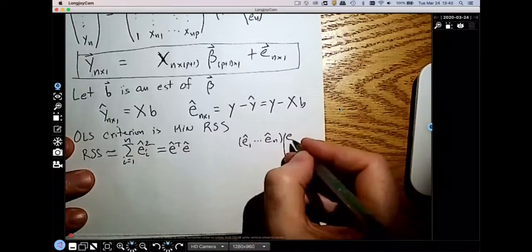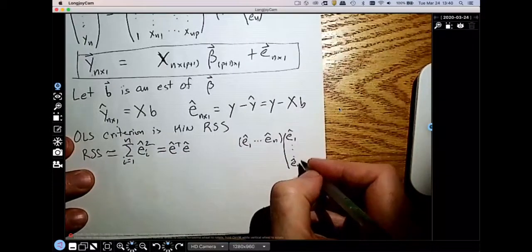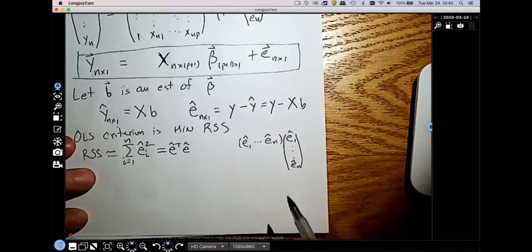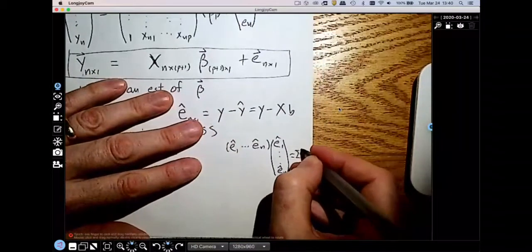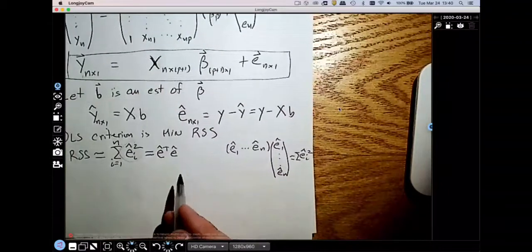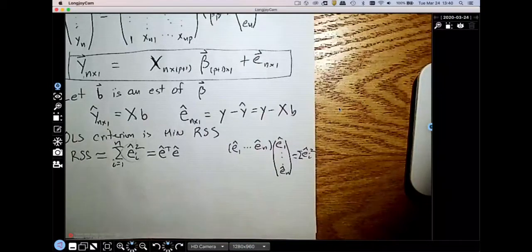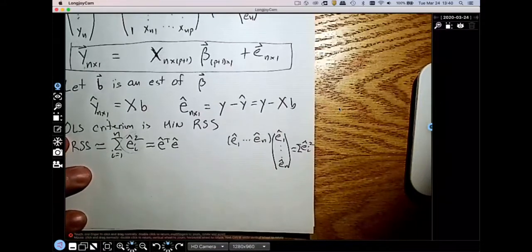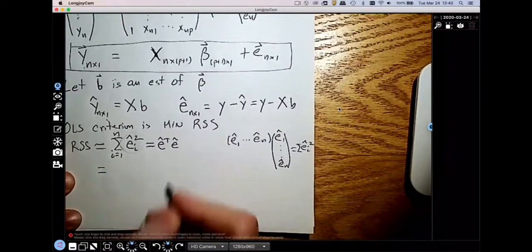Then this would be E not transposed, E1 through E hat n. What happens when you multiply this? Well, this is just going to be the sum of E hat sub I squared, and that's what I have right here. So I hope that you'll agree that this is a very compact way to write this equation. Now, I'm going to go write out what E hat is.